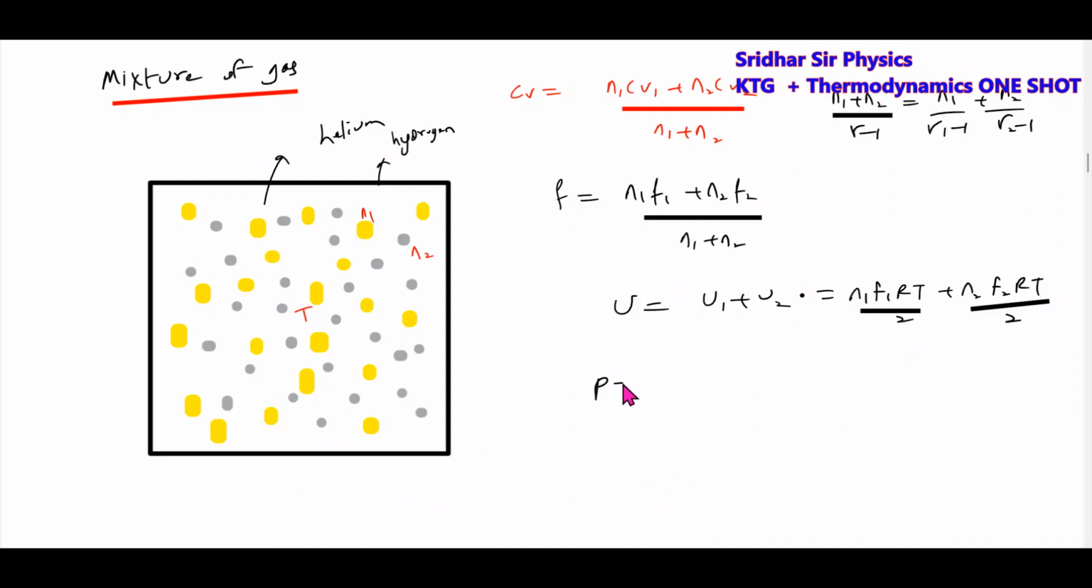Then what about the total pressure? The total pressure will be the sum of pressure due to individual gases: n1 RT/V + n2 RT/V. What do you mean by n1, n2? Number of moles. And both will occupy the same volume. We should not write V1, V2; both the gases will occupy the same volume. This is nothing but Dalton's law of partial pressures.